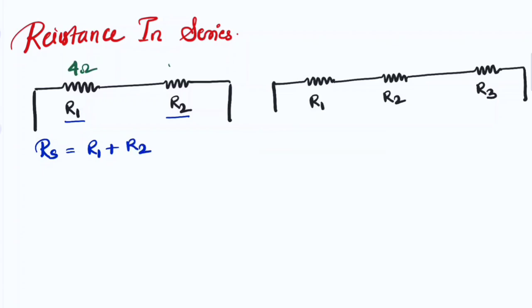I have 4 ohm over here and 2 ohm over here. So total resistance in series will be 4 plus 2, which would be 6 ohms.